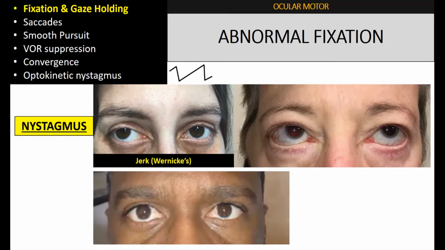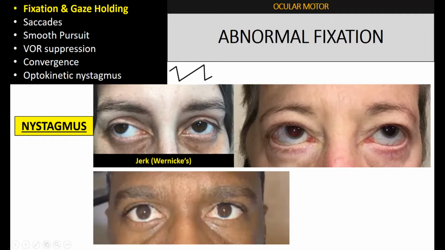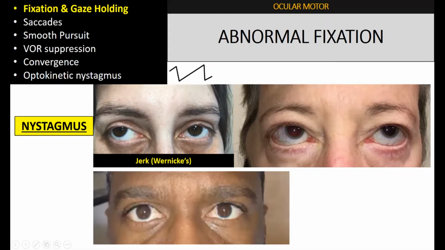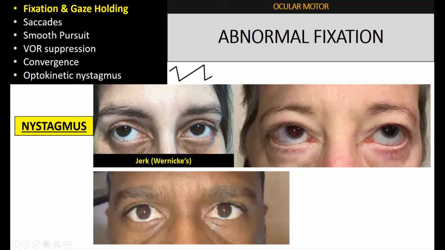This is another example of nystagmus, but here, the slow phase is still the culprit, but it's just back-to-back slow phases that gives it a pendular waveform. You can clearly see the difference here between jerk nystagmus and pendular nystagmus.